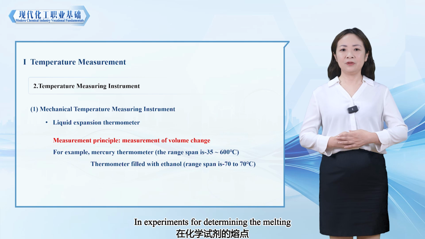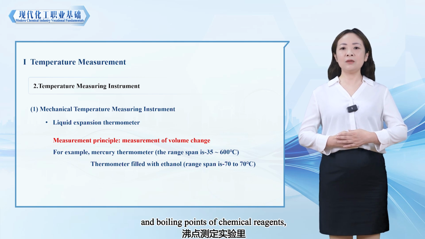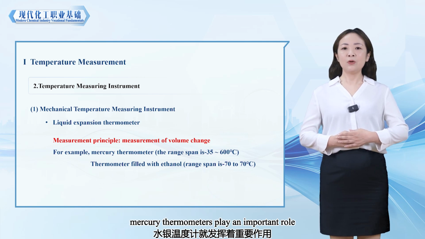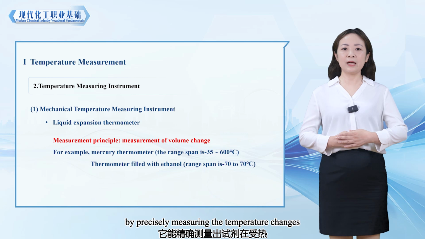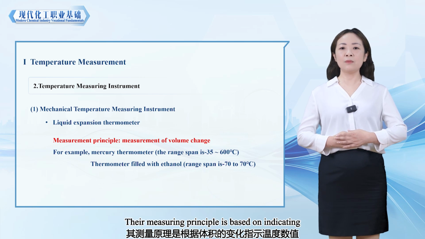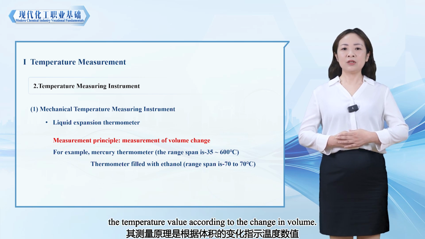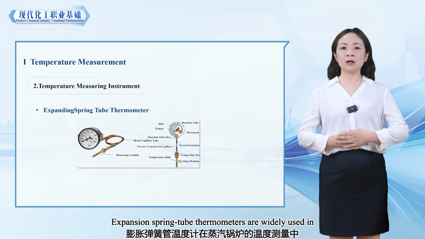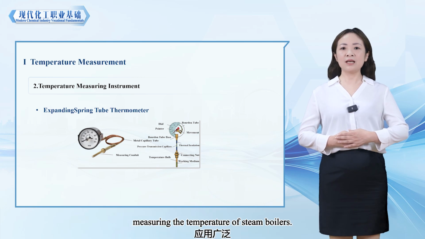In experiments for determining the melting and boiling points of chemical reagents, mercury thermometers play an important role. By precisely measuring the temperature changes during heating or cooling, their measuring principle is based on indicating the temperature value according to the change in volume. Expansion spring tube thermometers are widely used in measuring the temperature of steam boilers.